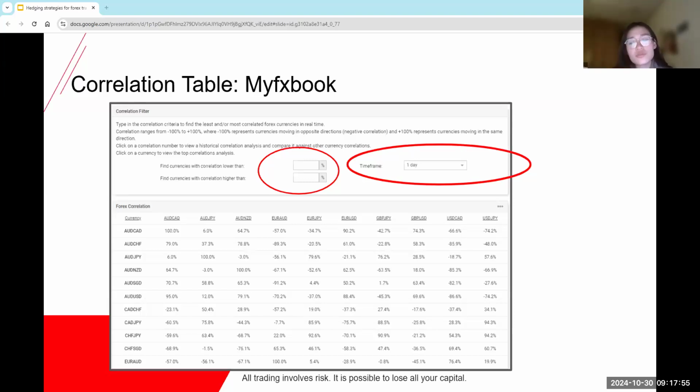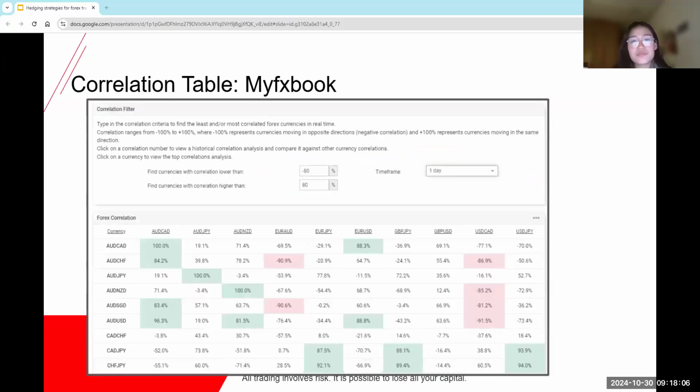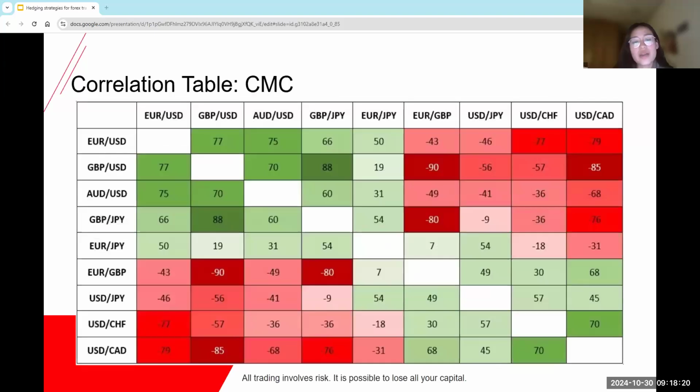So we typically want to look for correlations that are higher than 80 and lower than negative 80. So you simply input that into the filter and it will highlight all the currency pairs that match up with what you have requested. So that's a really easy way of finding correlations. We also have another table from CMC, and this shows you how the different currencies relate to one another as well.